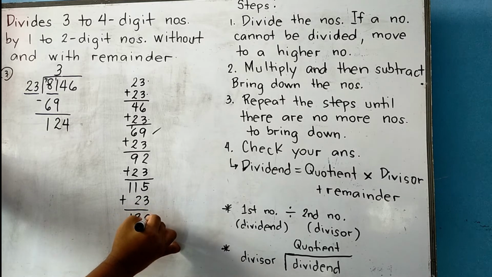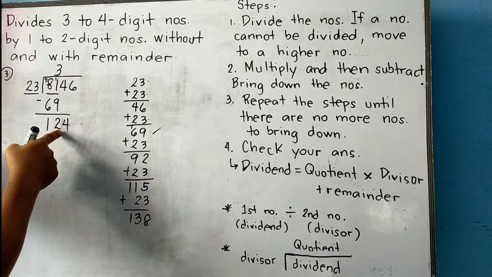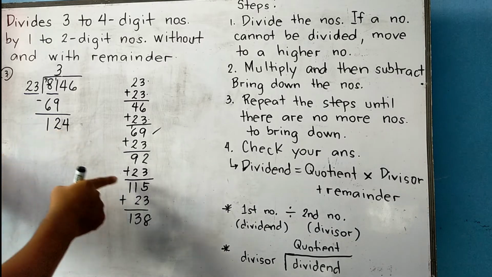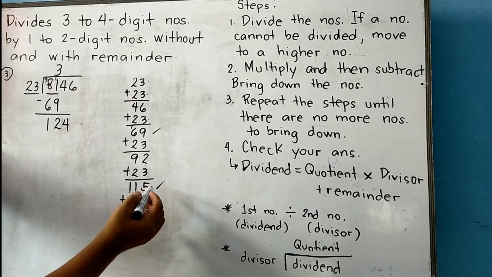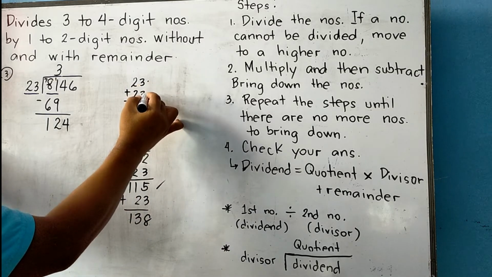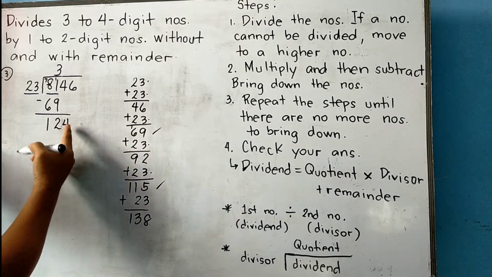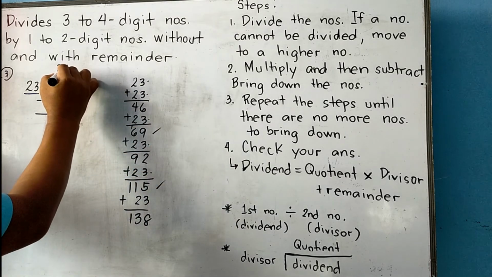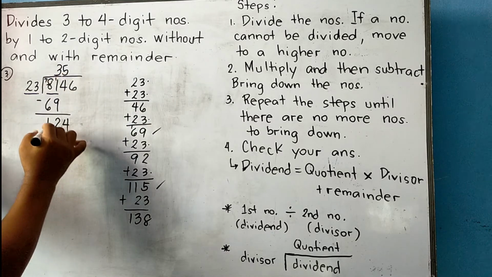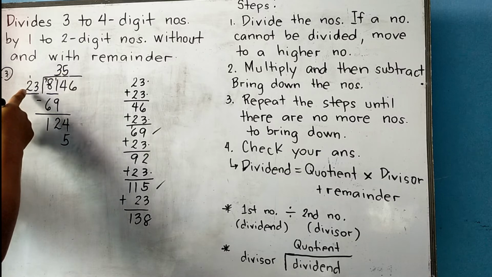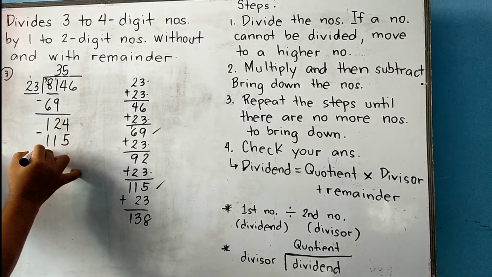138. So closer to, or less than 124 here is 115. So how many 23's are there? 1, 2, 3, 4, 5 is the answer. So write your answer on top of 4. That is 5. 5 times 3, it is 15. So carry 1. 5 times 2 is 10. Plus 1 is 11. Then subtract.